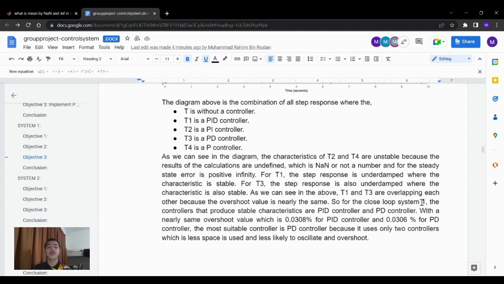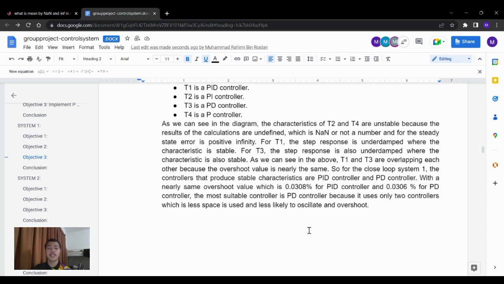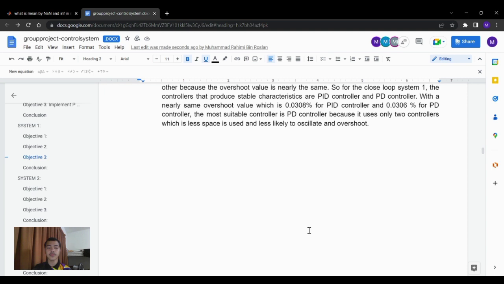So for the closed loop system 1, the controllers that produce a stable characteristic are the PID controller and the PD controller, with nearly the same overshoot values, which is 0.0308% for the PID controller and 0.0306% for the PD controller. The most suitable controller is the PD controller because it uses two controllers, which means less space is used, and it is less likely to oscillate and overshoot.